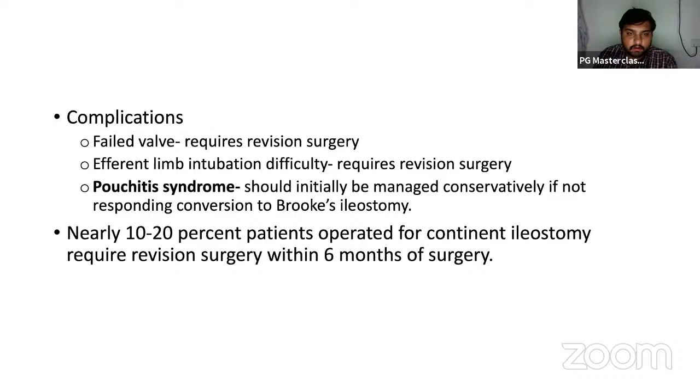Complications of Koch continent ileostomy include failed valve, which requires revision surgery, or conversion to Bruch's ileostomy. Efferent limb intubation difficulty, which again requires revision surgery or conversion to Bruch's ileostomy. And pouchitis syndrome, which should be initially managed conservatively by IV antibiotics and hydration. If it does not respond, then conversion to Bruch's ileostomy is mandatory. Nearly 10 to 20% of the patients operated.